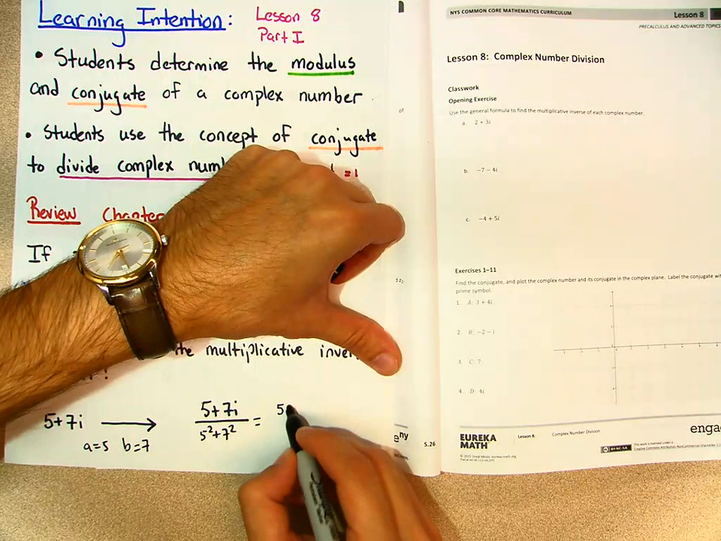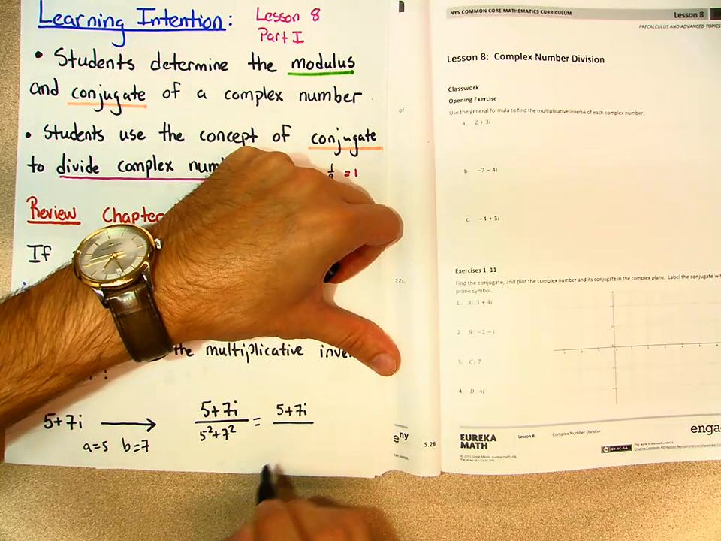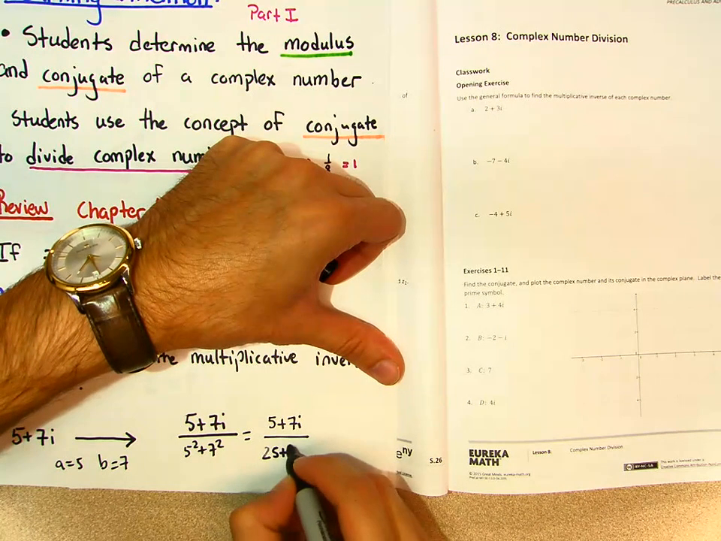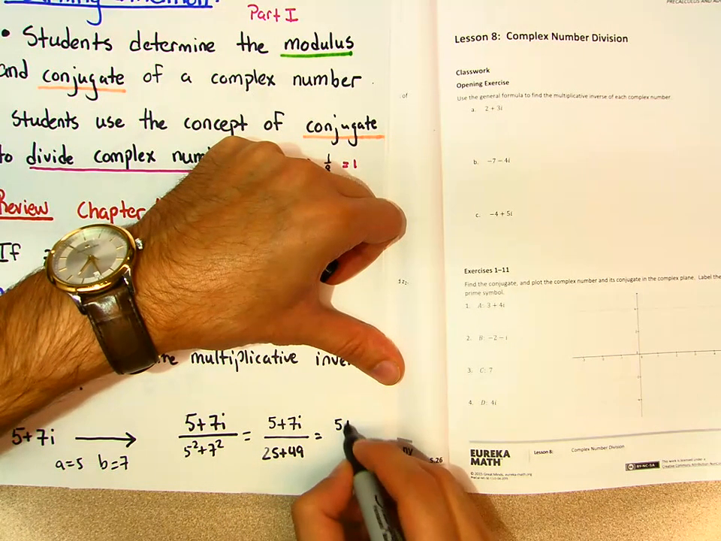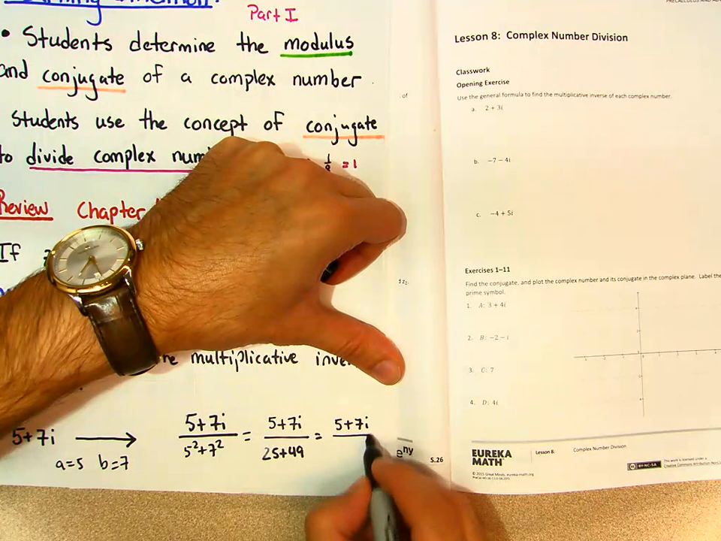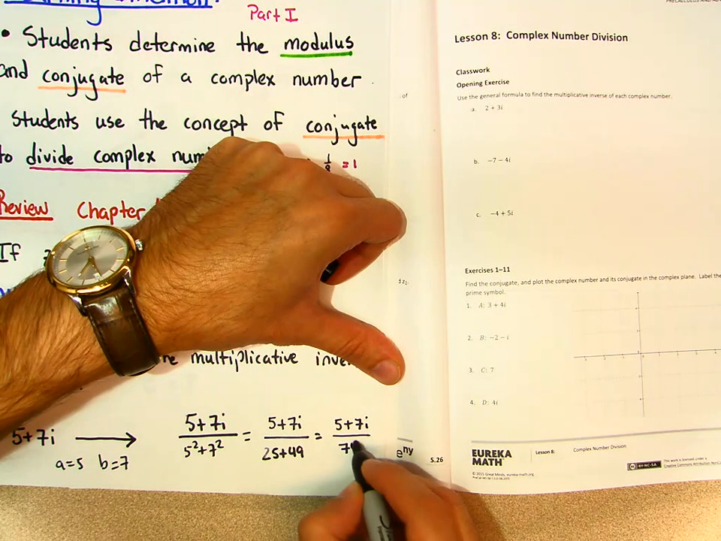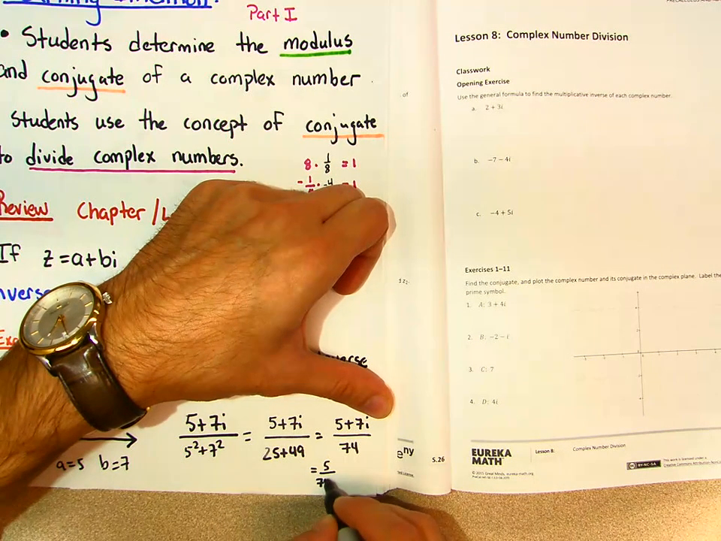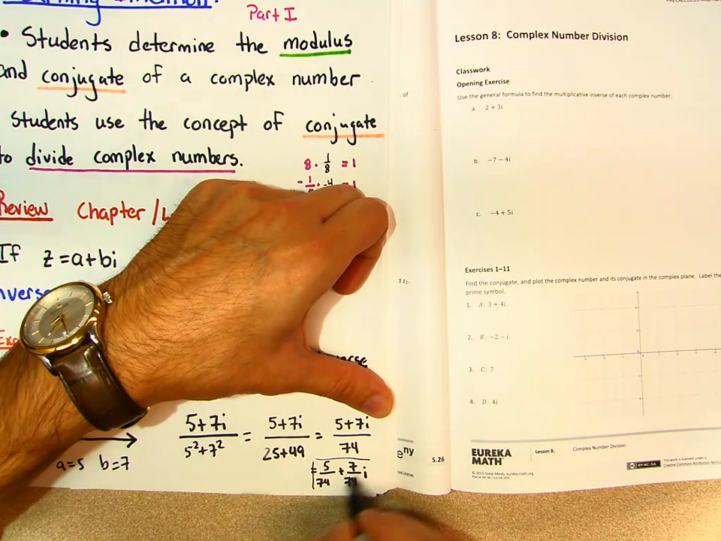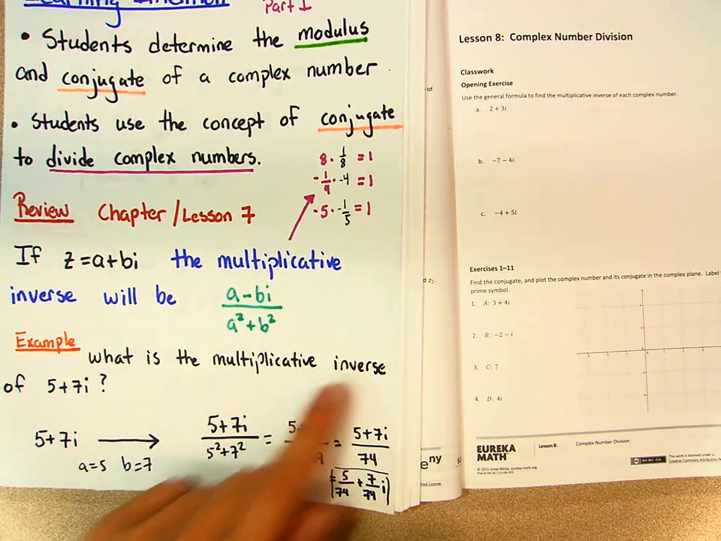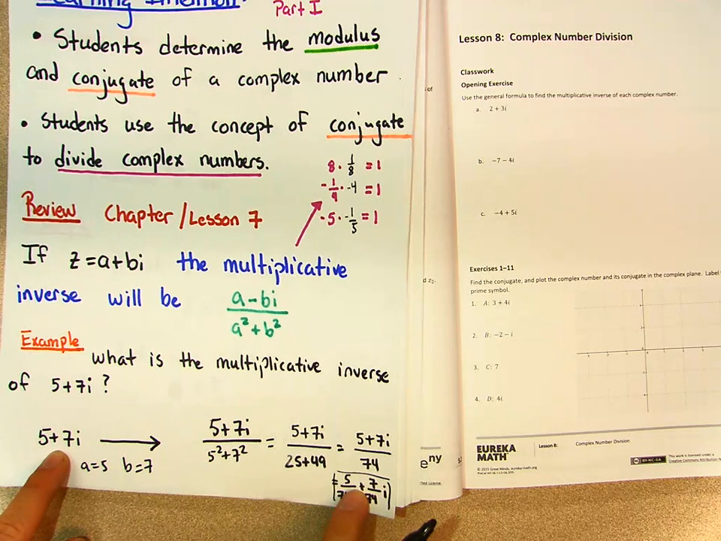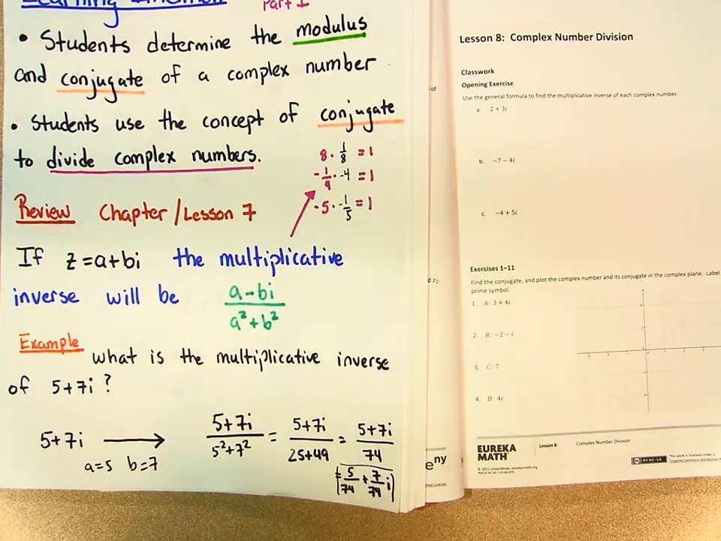Well, let's see. The top is still 5 plus 7i. And then what was on the bottom? Let's just zoom in real quick. It was 25 plus 49, and that's just equal to 5 plus 7i over, what is this, 74, right? But then you would split it, right? This would be 5 over 74 plus 7 over 74i, okay? And this represented the multiplicative inverse of 5 plus 7i. If I take this 5 plus 7i times this, I get 1. Okay? That's what it meant.